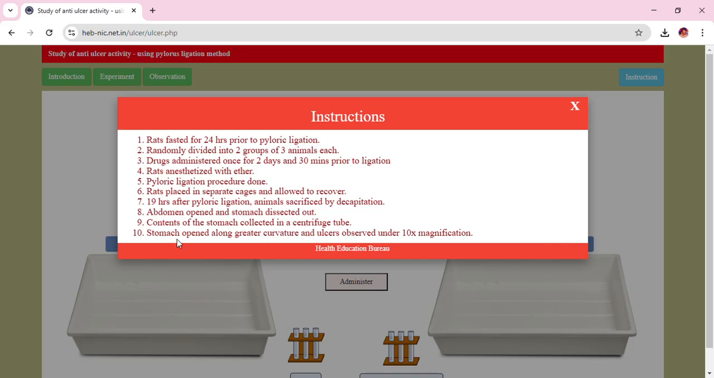Then the stomach is opened along the greater curvature and the ulcer count is observed under 10x magnification with the help of a stereo microscope.